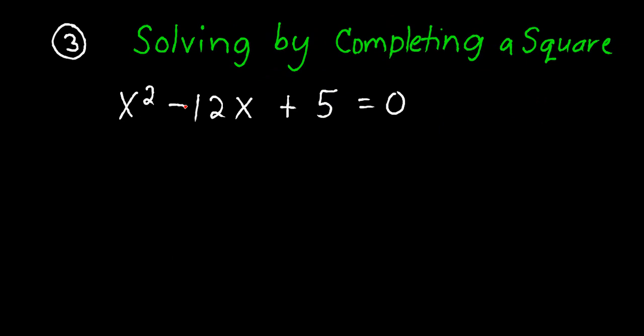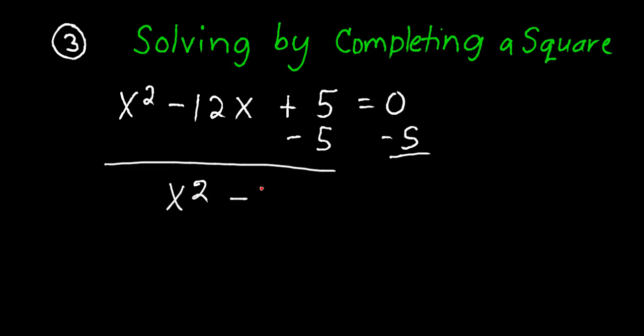Here we're going to use that skill to complete this and make it a perfect square trinomial. What I have here is a constant that doesn't quite work. Plus 5 does not make this a perfect square trinomial. So I'm going to move that to the other side. What I'm really doing is subtracting 5 from both sides. And I'll now end up with x squared minus 12x equals negative 5.